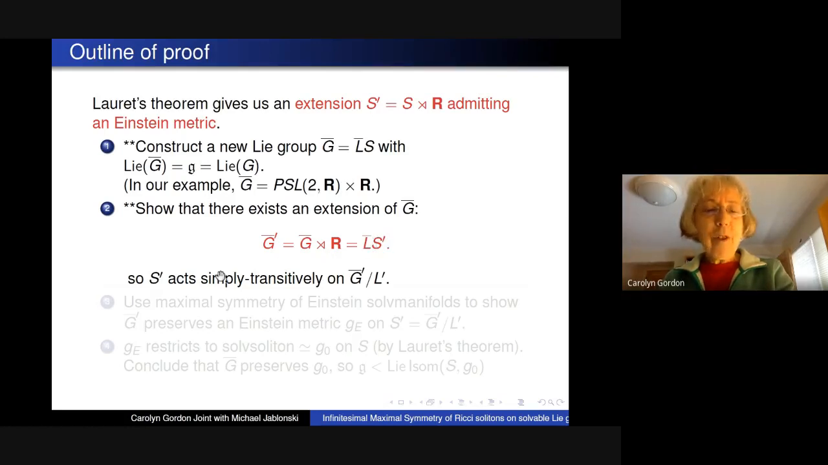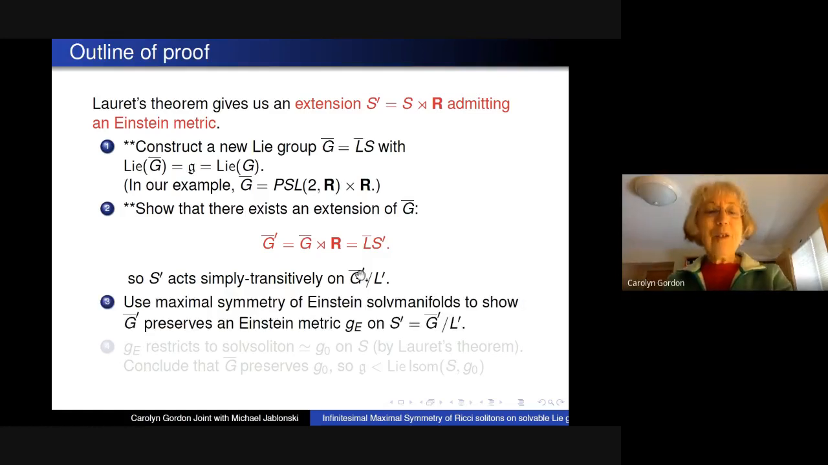So this new Lie group acts simply transitively on G bar prime mod L prime. And again, G bar prime has Lie algebra equal to the isometry algebra of the competing metric. So now this S prime admits an Einstein metric. We know that Einstein solvmanifolds are maximally symmetric. So that says that there is an Einstein metric on S prime that's preserved by this group G bar prime.